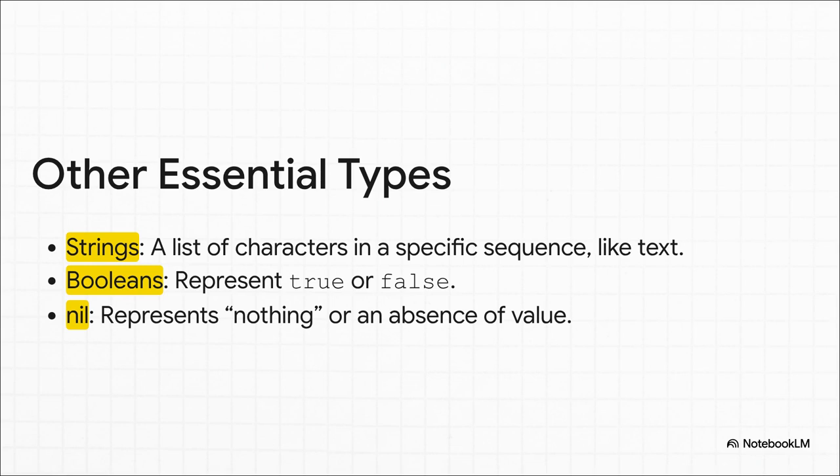And of course, we've got a few other key players. Strings are just text. Easy enough. Booleans are your logic. They're either true or false. That's it. And then there's this weird one, nil. Nil is a special object that literally just means nothing. It's the official Ruby way of saying there's no value here. You'll see it pop up when a command has nothing else to give you back.